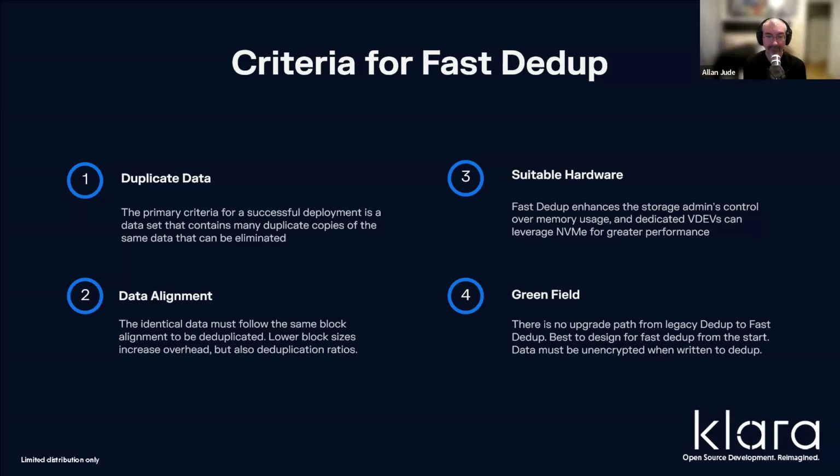Yep. And then the last thing is that there's no upgrade path from legacy dedupe to fast dedupe. That wasn't really judged to be very useful. So it's best to design for the use of fast dedupe from the start, because you want to pick the right record size to have the right trade-off between the amount of metadata and the amount of dedupe, but also decide how data is going to be written.